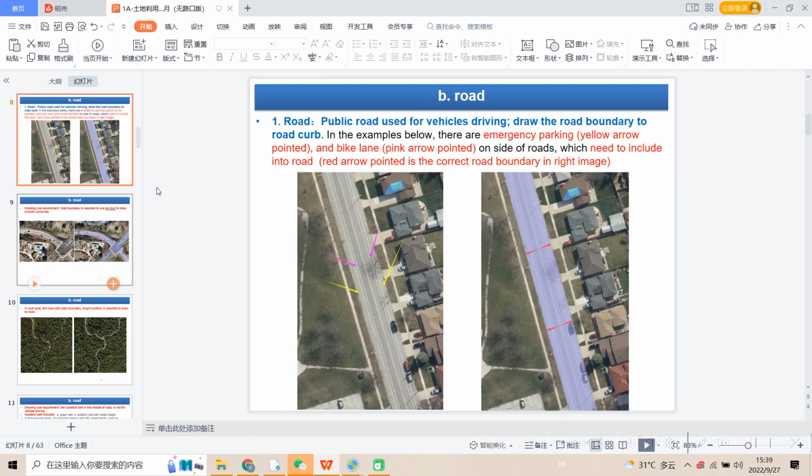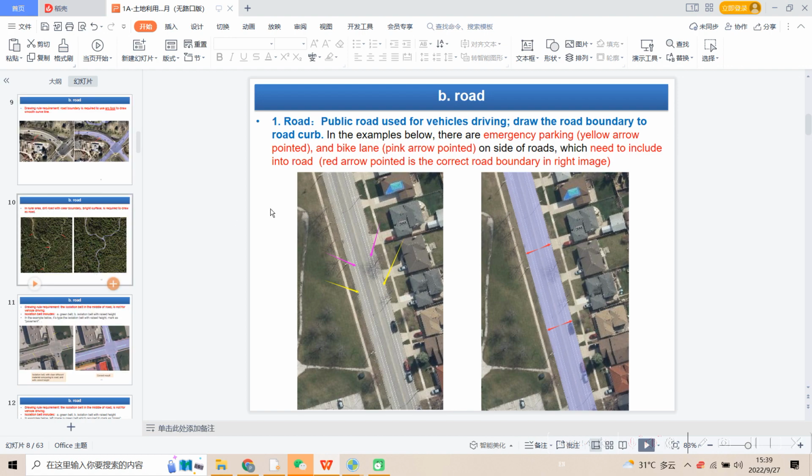Then it's road. Road, guys, be careful. Road is a public road used for vehicles driving. When you draw the road, draw the boundary to the road curb. In the example below, there is an emergency parking area, pointed by the yellow arrow, and the bike lane, pointed by the pink arrow, on the side of the road, which need to be included in the road. The red arrow points at a correct road boundary in this red image. So guys, be careful. You need to draw the road to the road curb.